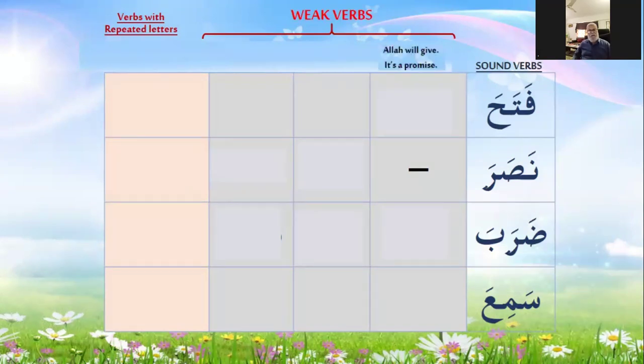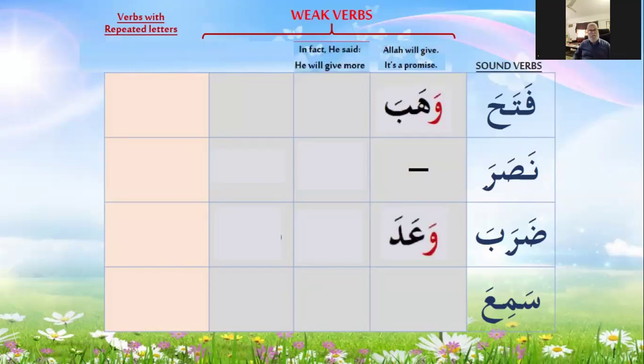Allah will give its promise. From the word give, wahaba, he gave. From the word promise, wa'ada, he promised. In fact, he said he will give more. From the word said, qala, he said. From give more, zada, he increased.